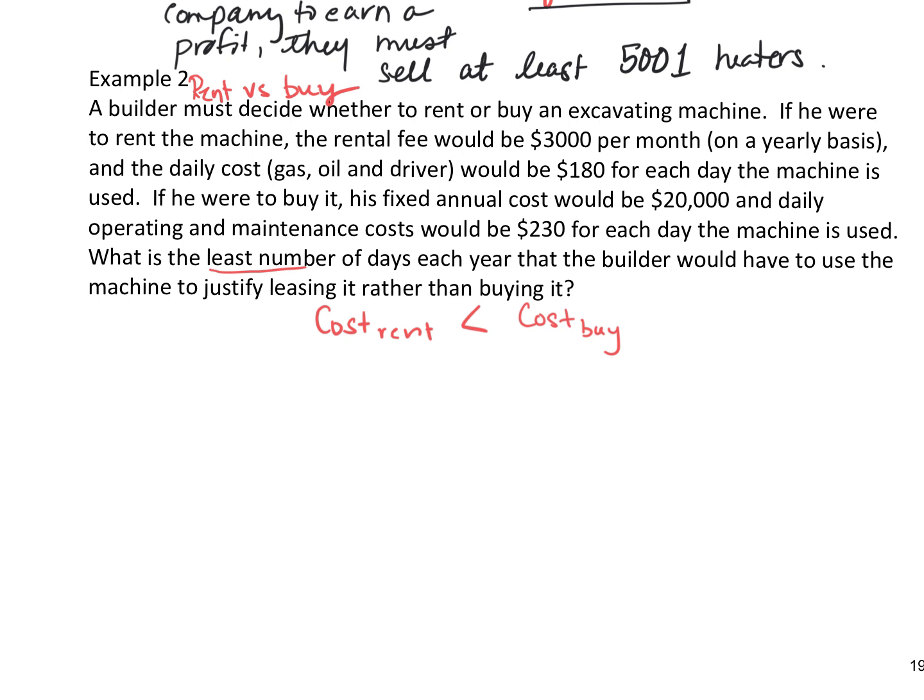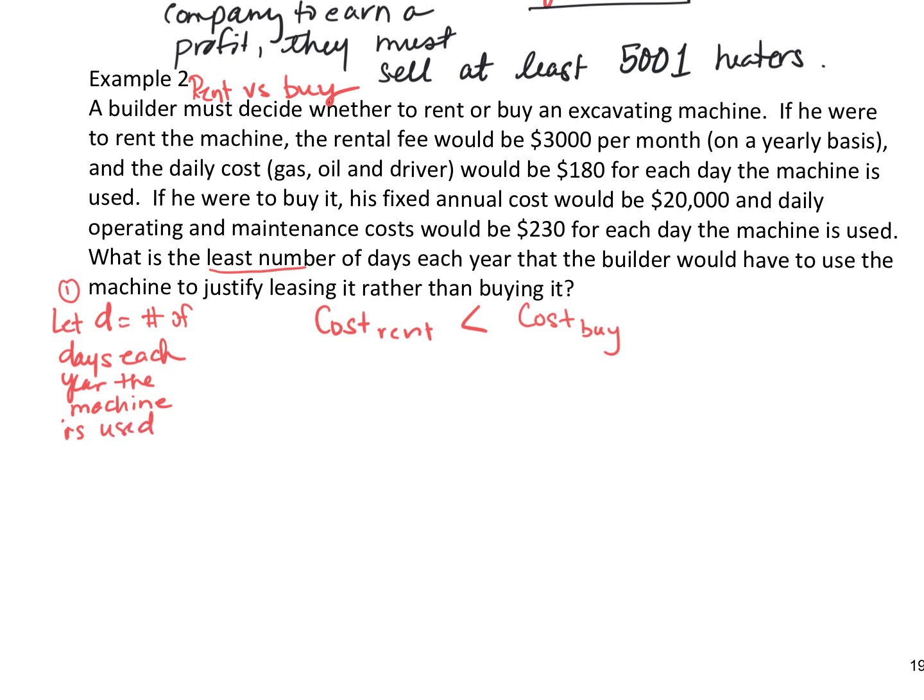So the first thing I want to look at is defining my variable. I want to let D equal the number of days each year the machine is used. And I'm saying each year because it specifically said in the problem on a yearly basis. So I'll be very specific about how I state my variable.